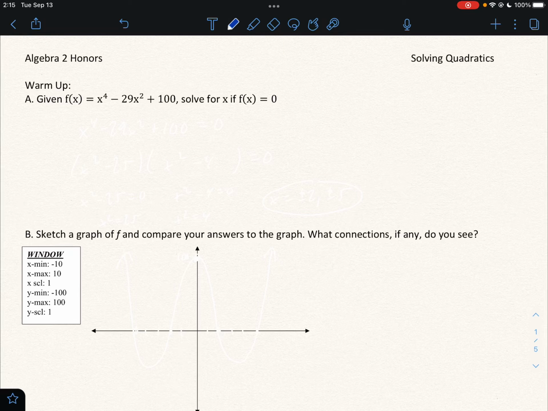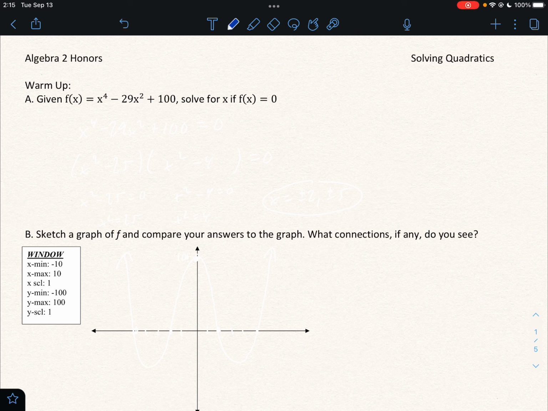Hey everyone, thank you for tuning into my video today on solving quadratics using square roots. Before we get into our square root method, let's try a couple warm-up problems just to get ourselves into the solving mood. So the first problem here says f of x equals x to the fourth minus 20x squared plus 100, and I want to know what x's will make that function 0.